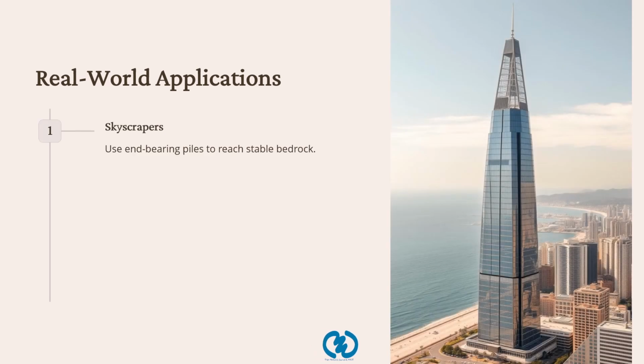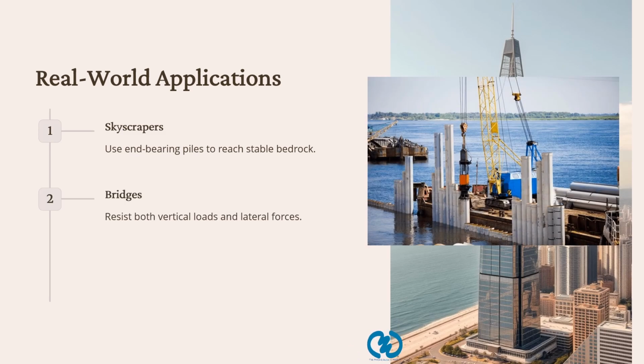Pile foundations are used in a wide range of applications, often in projects where stability is non-negotiable. For example, in coastal cities, skyscrapers frequently rely on end-bearing piles to reach stable bedrock beneath layers of loose sand. Bridges over rivers often use steel piles driven deep into the riverbed to resist both vertical loads and lateral forces, ensuring stability even under dynamic conditions like strong currents.